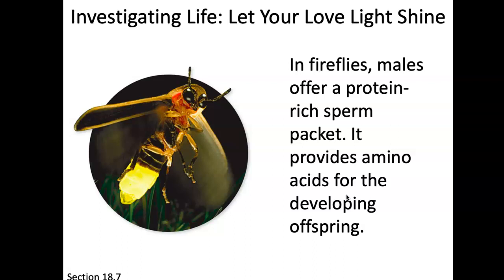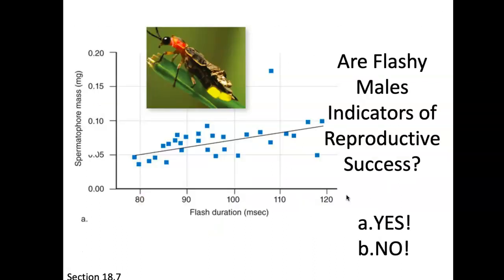So, if she gets a better packet that has more protein in it, then her offspring are going to do better. So it would behoove her to be able to evaluate that packet before she actually accepts it, correct? That she can tell that this packet is a good one and that it's going to benefit her offspring. So this group of researchers did a study asking whether flashy males were truly indicators of reproductive success.